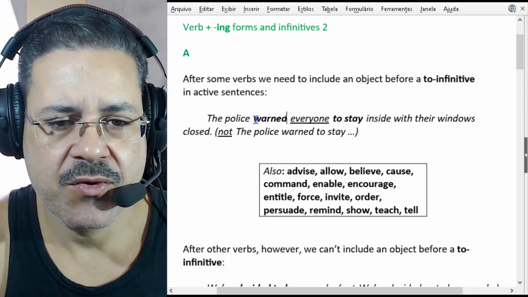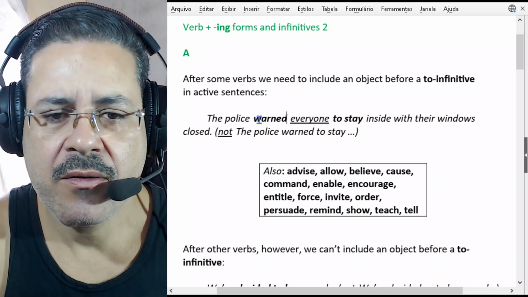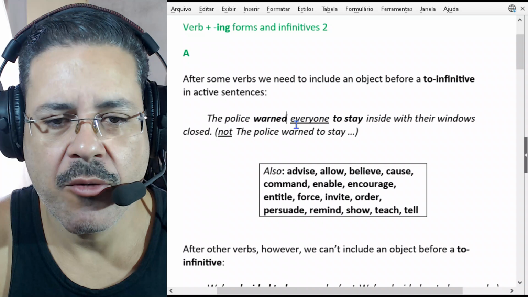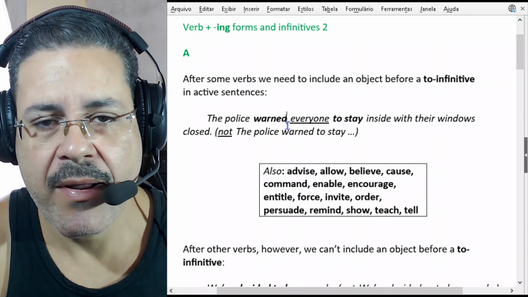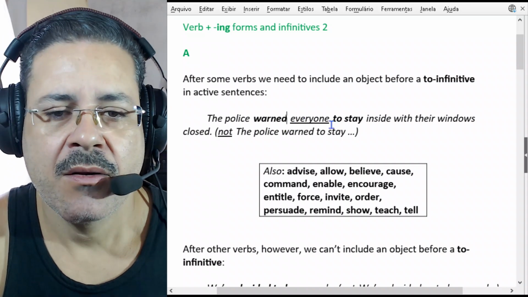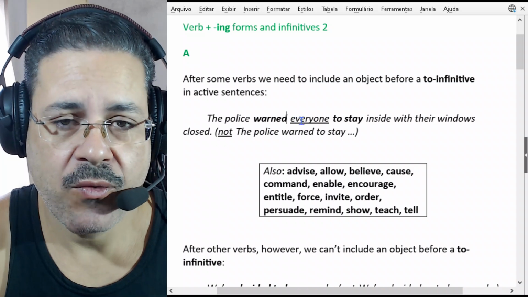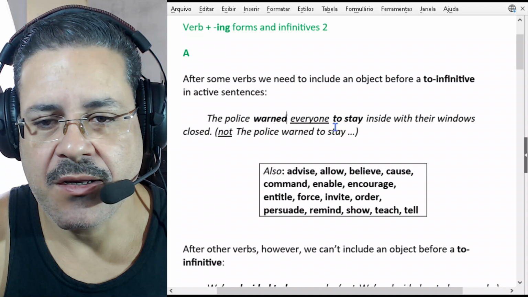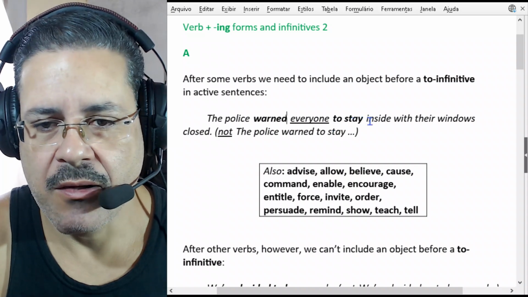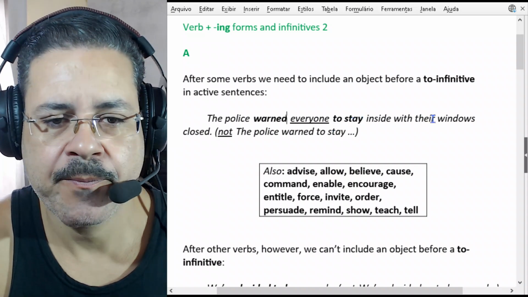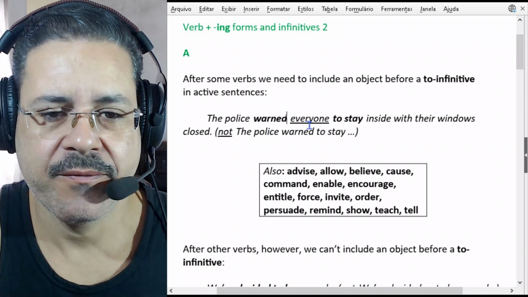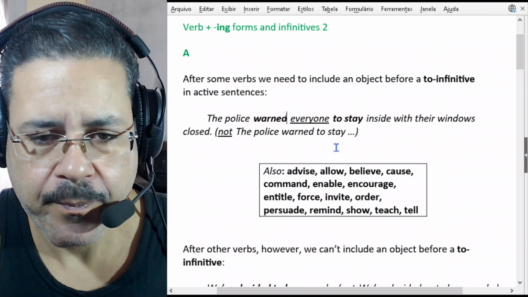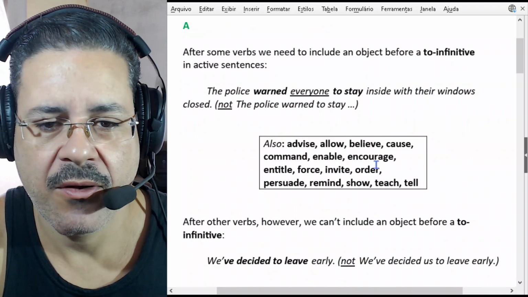So we've got the verb to warn. When you warn someone to do something, this is the object, the direct object in that case. They warned everyone to what? And we've got the indirect object, to stay inside with their windows closed. So this is advice. That pattern of sentence in the active sentence can also be used with the following verbs.